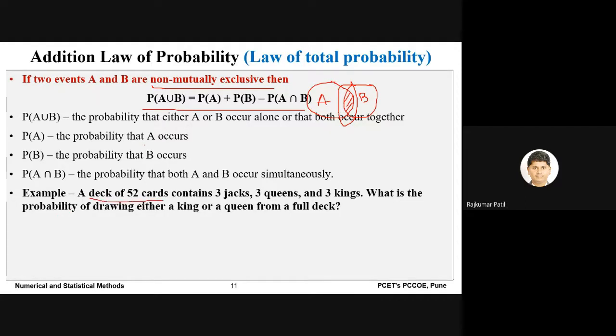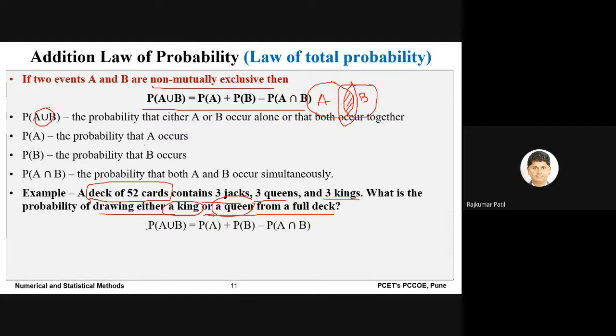So a deck, we know that in a deck there are always 52 cards. So total outcome will be 52, and it contains 3 jacks, 3 queens, and 3 kings. So it is particularly mentioned. And what you have to do, you have to calculate the probability of drawing either a king or a queen from a full deck. So here you can see the outcome should be a king or a queen. That 'or' is very important. 'Or' represents the union symbol.